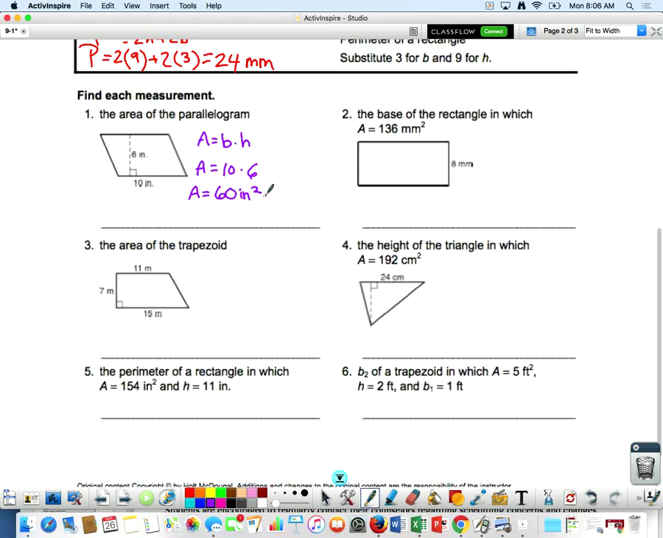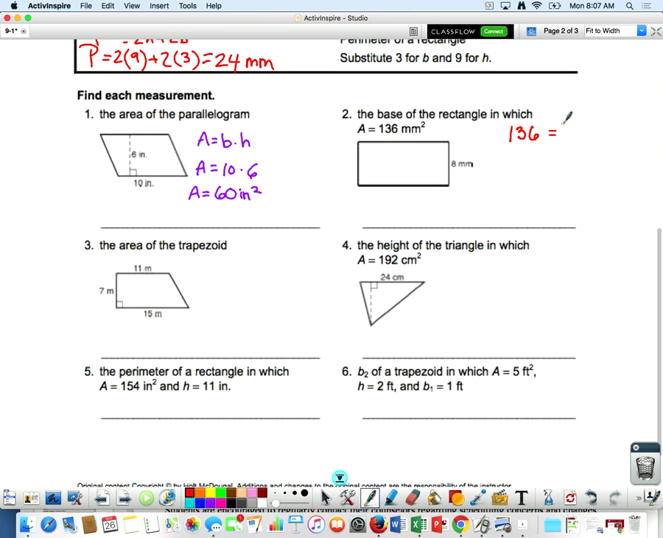I'm going to do one more with you. What's our goal for this one? Ashley, what's our goal for that one? Find the base. So that's what we're gonna do. What did they give us? Area and the height. Well, am I gonna be able to find the base? Yep. So set it up for me. 136 equals base times height, right?